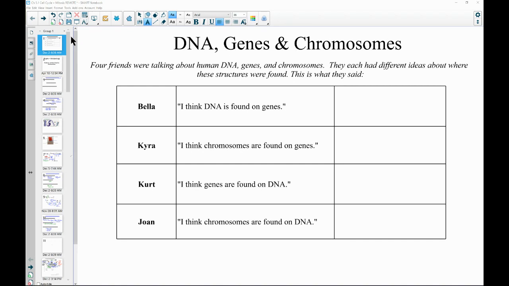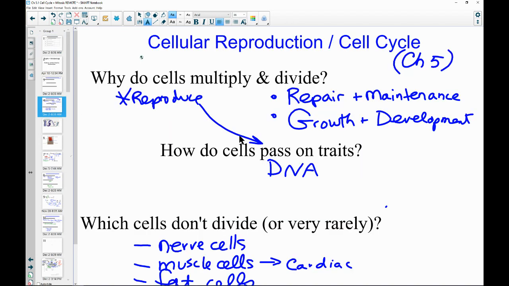So, cells need to reproduce. That's one of your traits of life. If they can't reproduce, then when cells die, that would be the end of the species. And cells also need to reproduce, as we talked about yesterday, for growth and development, for repair and maintenance.